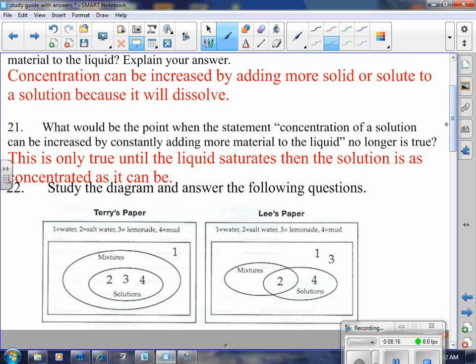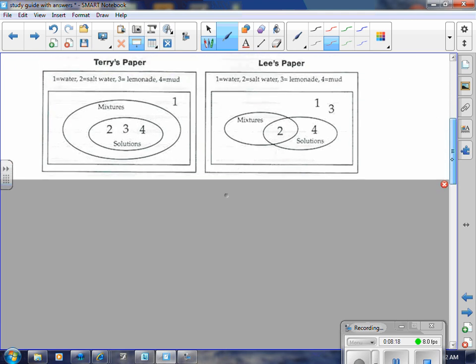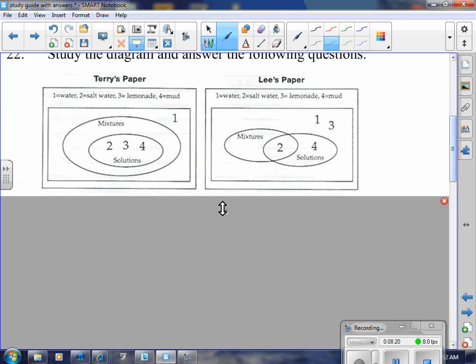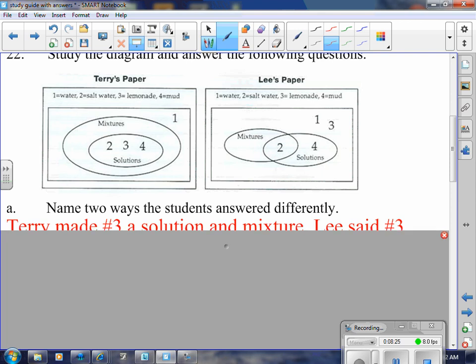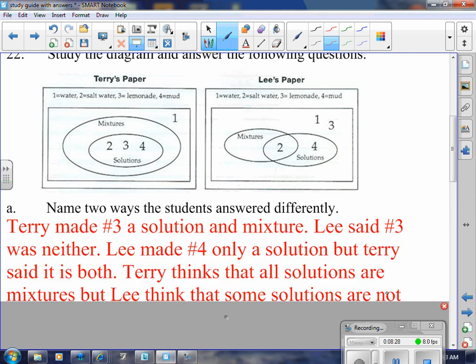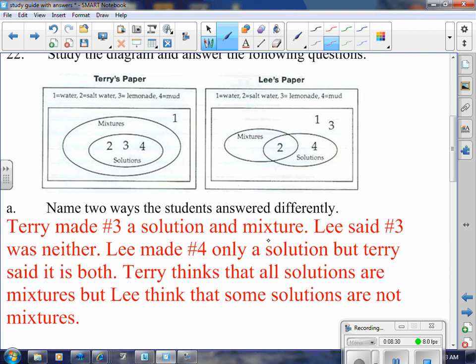Okay, we're going to look at these next diagrams, and we're going to answer some questions about them. So the first one is 2 ways that the students answered differently. Make sure when you answer this kind of question, you tell me all the ways that they answered differently so that you make sure you have 2.